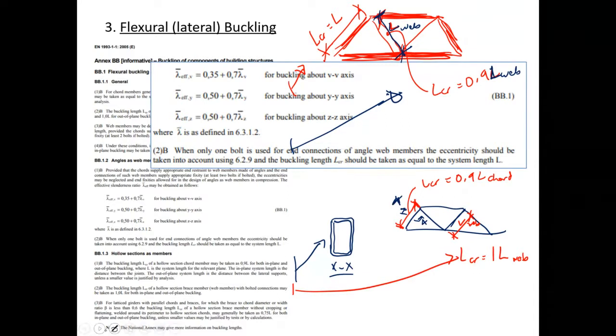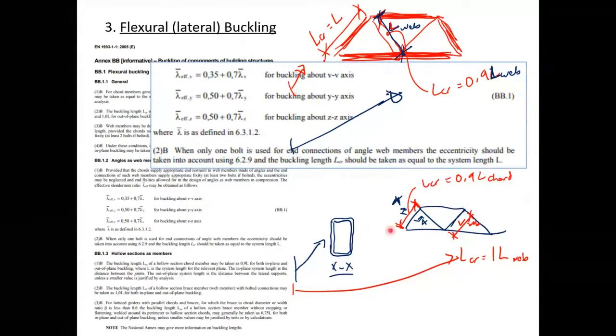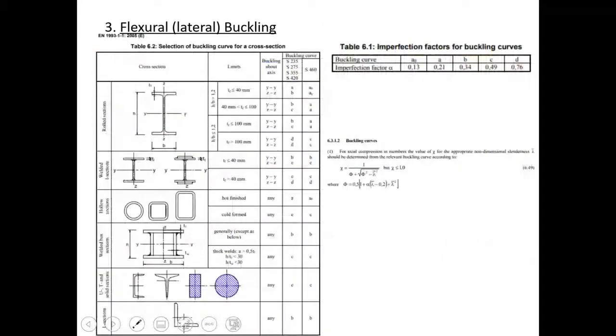Okay, so we just have to be careful there, because sometimes we can use 0.9 internally. So if we have an angle section, we can use 0.9 times the length of the web for the critical length. For the chord, it's 1 times L. Whereas when we look at hollow sections, it's telling us for the chord member we could use 0.9 times L, and for the web member, if a hollow section is used, we'd have to use 1 times the length of the web. We could conservatively always use 1 times the overall length for the buckling length if we want to. Okay, so that's the buckling.